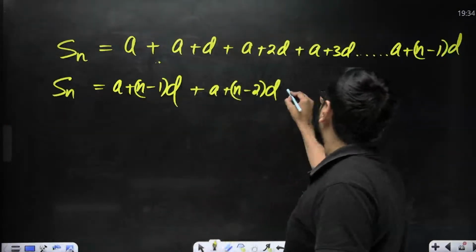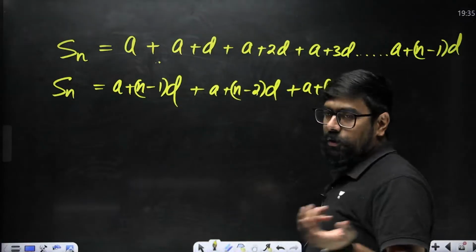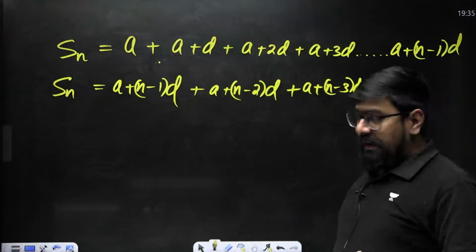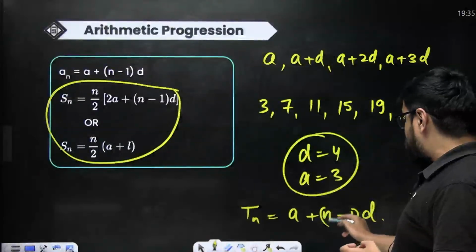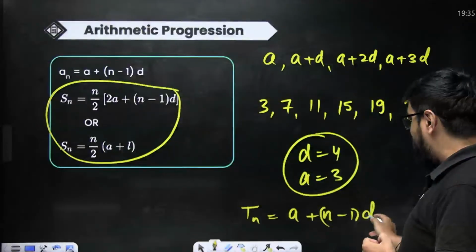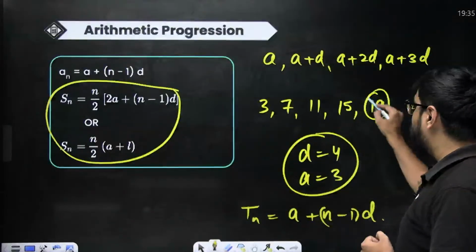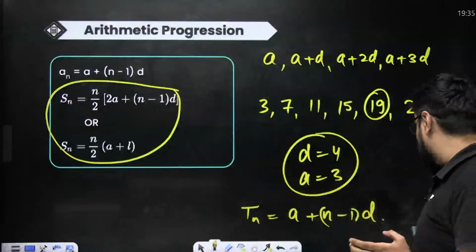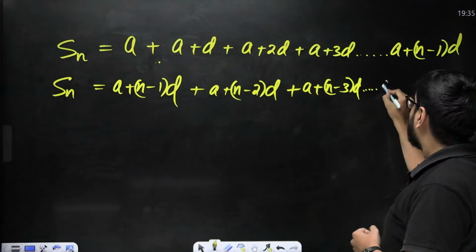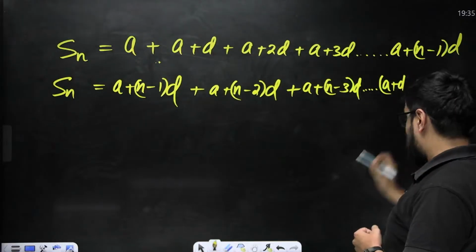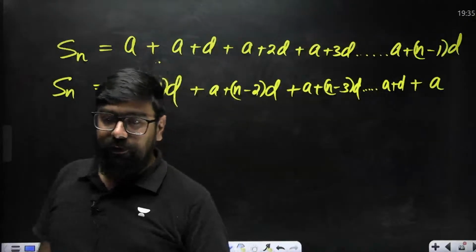Yeah, sir, no problem. We can understand. A plus n minus 3 d would be your third last term. See, in this series itself, if I do n minus 2 d, so 6 minus 2 would be 4, 4 into 4 would be 16, 16 plus 3 would be 19. So this term would come, second last. You can realize it like that. So, like this, continuing, we'll have a plus d, and the last term would be a, correct?